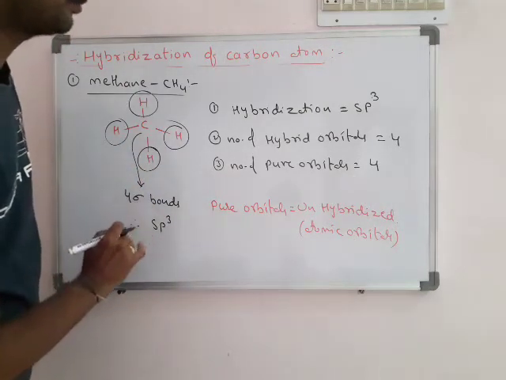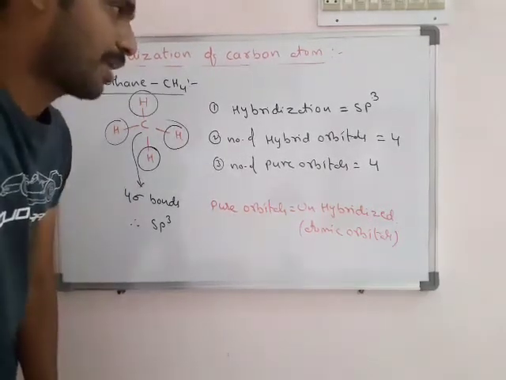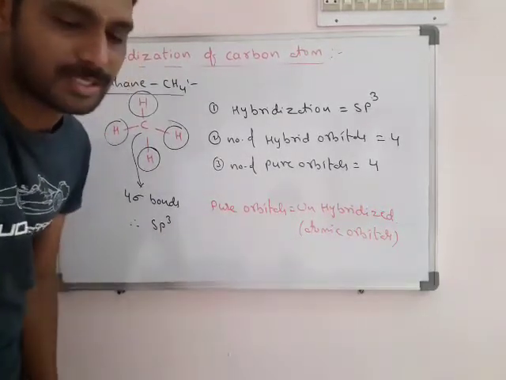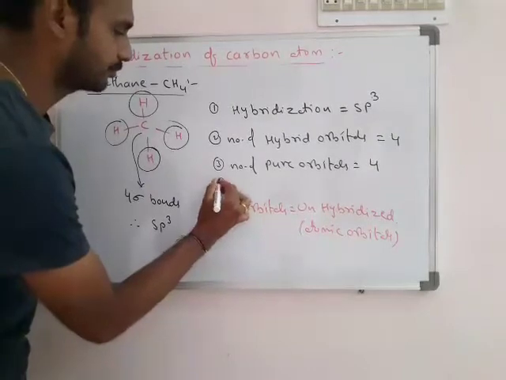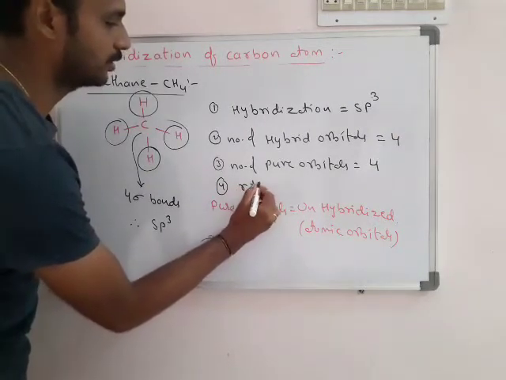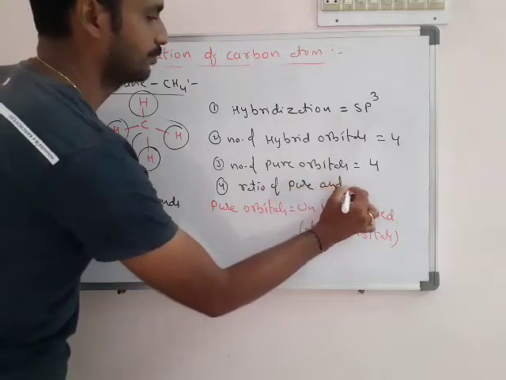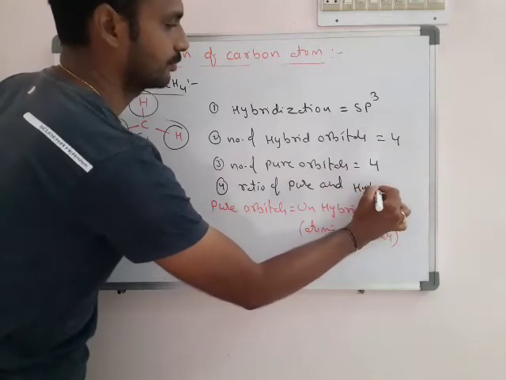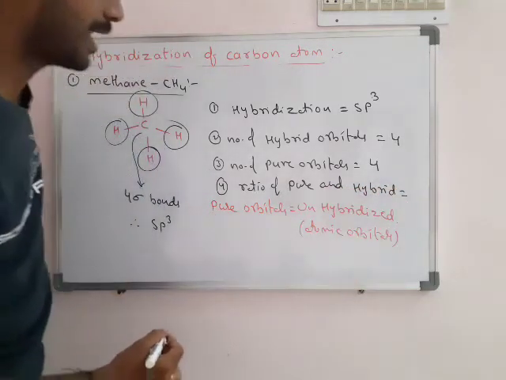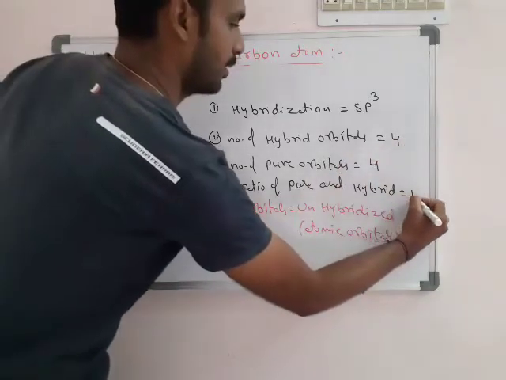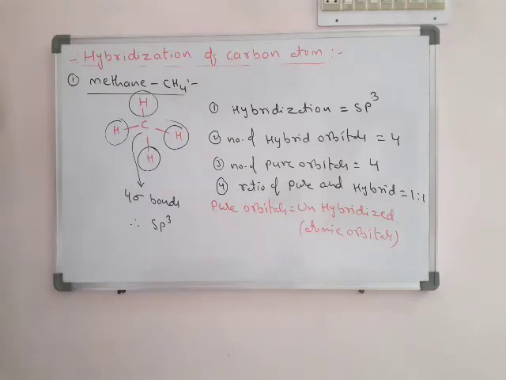So this is the hybridization, number of hybrid orbitals, number of pure orbitals. Now we also calculate the ratio of pure orbitals to hybrid orbitals. Therefore, the ratio of pure and hybrid orbitals here is simply 1:1. Whatever the numbers, 4:4, it is a 1:1 ratio. For carbon compounds, these ratios are asked.